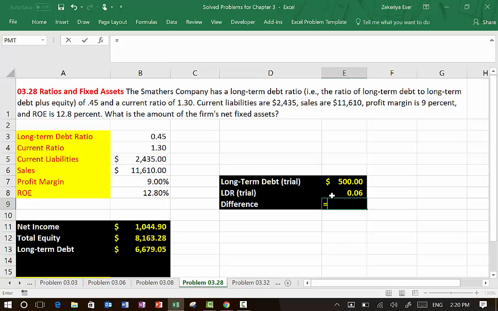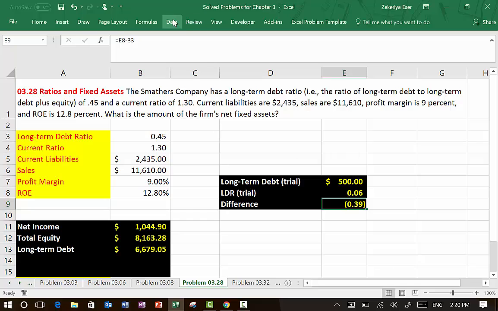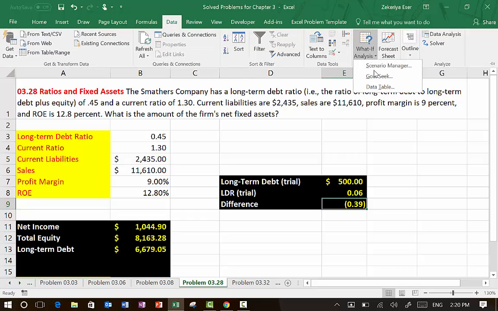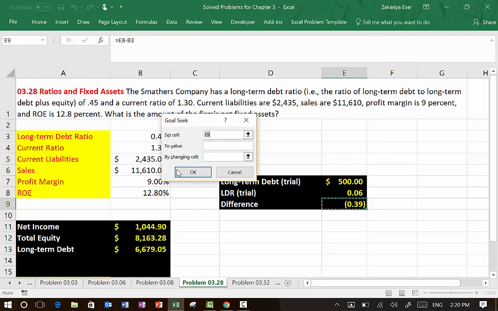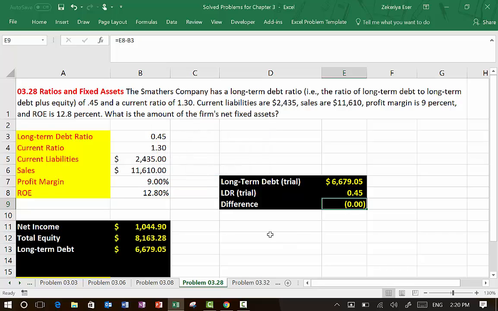The difference between the trial version and the actual version is that. Our goal is now to use goal seek to make that difference 0 by changing the trial. As you can see, we got exactly the same number.